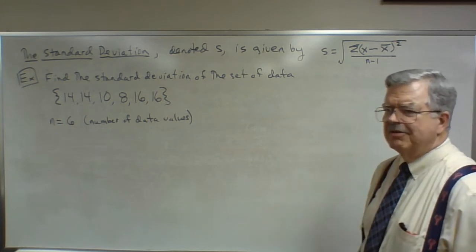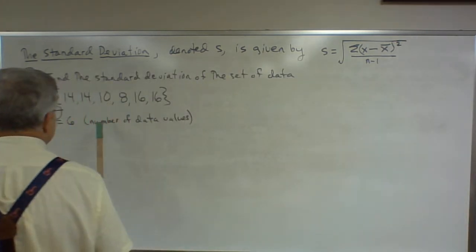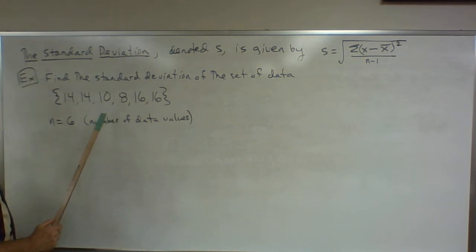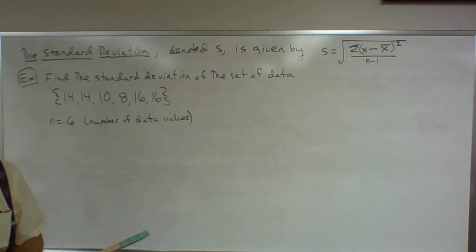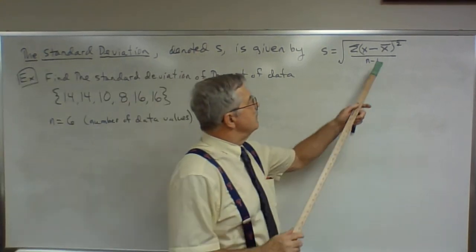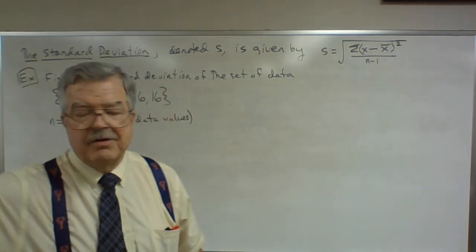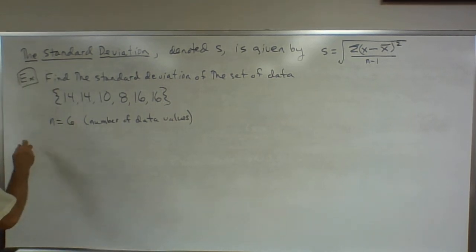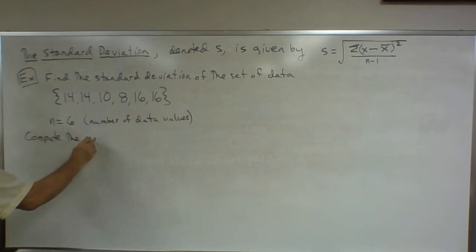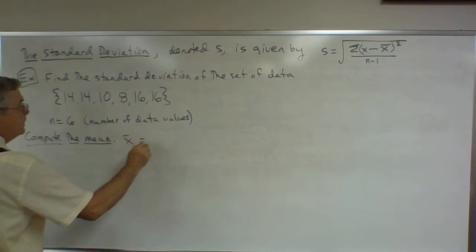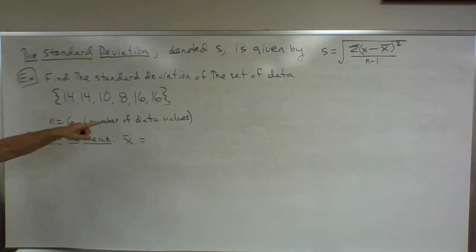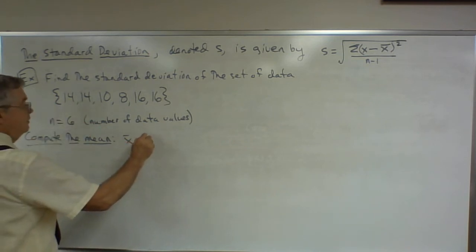Pretty complicated process. Let's do it with this set of data. We have 6 data values. And notice something. In order to use this formula, we need to compute the mean first. So first thing, x bar, and we just add these things up and divide by the number of data values.